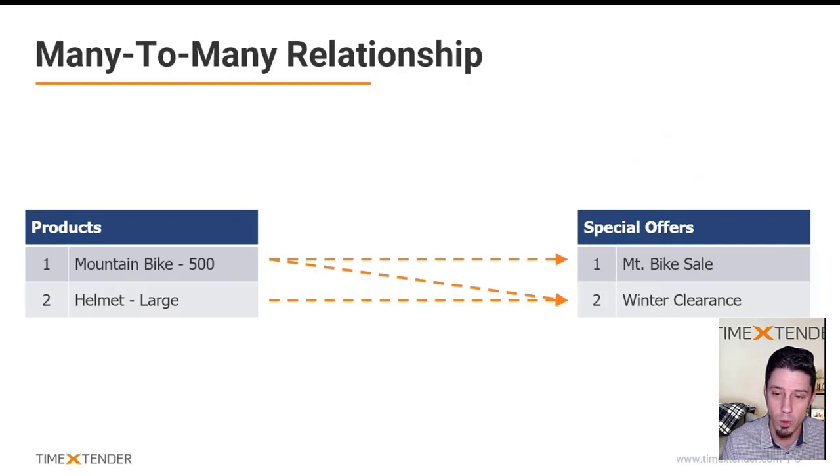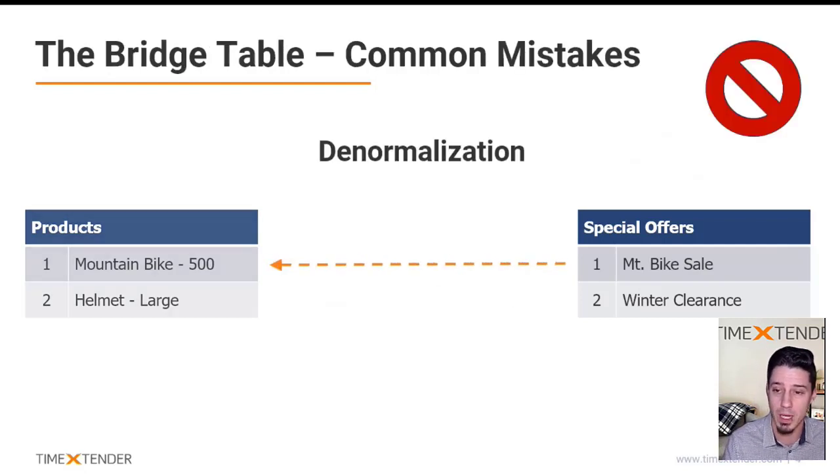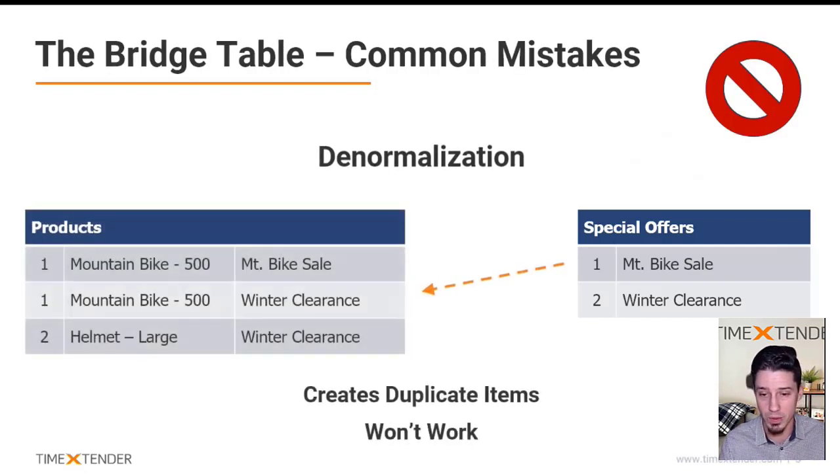We couldn't really denormalize this. If we attempted to denormalize this, we may end up with a table that looks kind of like this, where in this case, we'd have to list mountain bike twice to have both Mountain Bike Sale and Winter Clearance listed there. Or alternatively, we could add additional columns. But again, we quickly run out of room to just continue to add columns to our database.